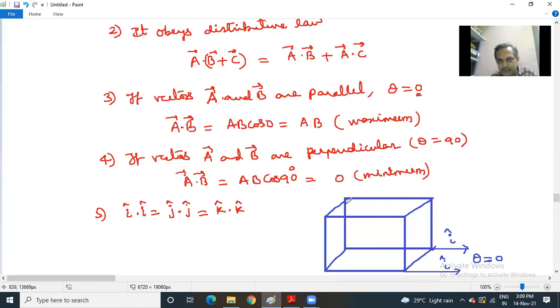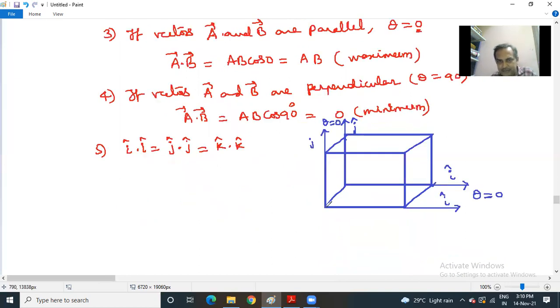Next, you can take j cap like this. This is the y-axis, and the unit vector along the y-axis is j. This is one more y-axis, so the unit vector is j. These two are parallel, once again the angle between them is 0. Then you assume k along the z-axis. You can take z here also, so k is the unit vector along the z-axis. These are parallel, so once again theta will be 0.